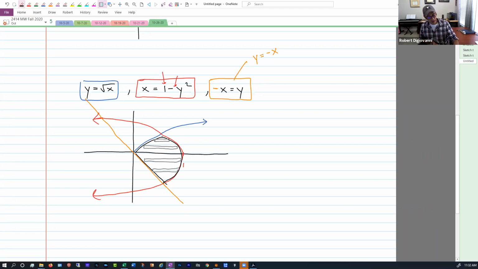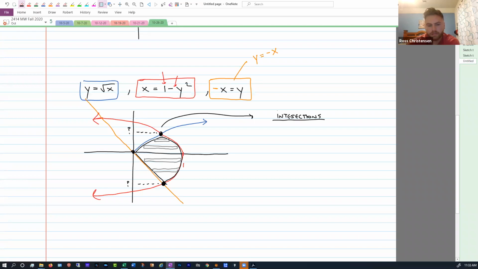So I would say at this point, it would be useful for us to figure out these points of intersection. And if we knew these points of intersection on the y-axis, that would allow us to see what our limits of integration are. So what would we do to find this point right here? What would be the intersection? How would we find that? What would we set equal? Blue and red. Blue and red.